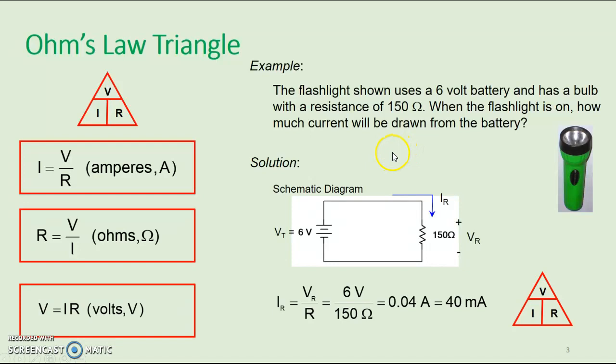A simple example that explains Ohm's law is as follows. A flashlight shown uses a 6 volts battery and has a bulb with resistance of 150 ohms. When the flashlight is on, how much current will be drawn from the battery? So a simple circuit that can be written is a resistance of the flashlight and the battery of 6 volts. So the current through this is 6 volts by 150 ohms, which is 0.04 amperes. I is the voltage of the battery and R is the resistance of the flashlight.